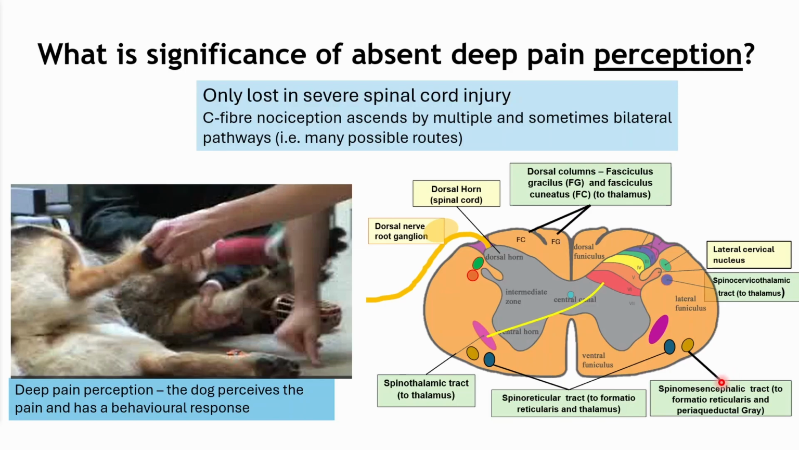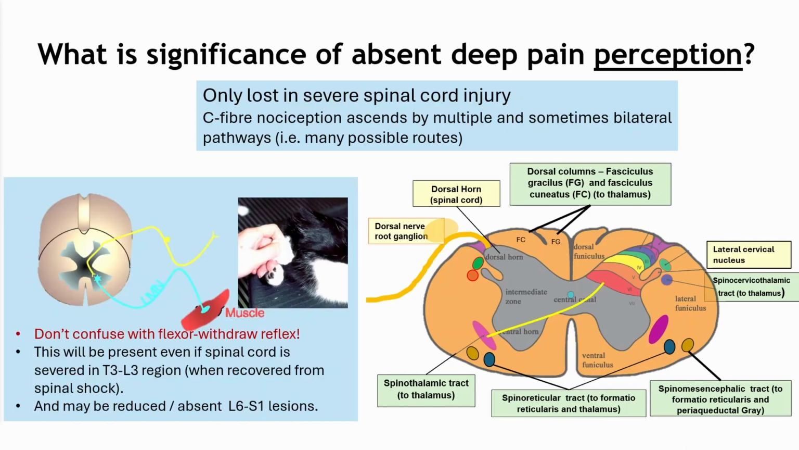And so if the animal truly has no deep pain perception, then they have a very severe damage to their spinal cord, and that is important from a prognostic point of view. So don't confuse with the flexor withdrawal reflex. That's just a local reflex. You're only assessing the integrity of that sciatic nerve and the local spinal cord, and it's possible that that reflex will be present if the animal has a completely severed spinal cord in the T3 to L3 region and when they've recovered from the spinal shock. And so that is completely different.